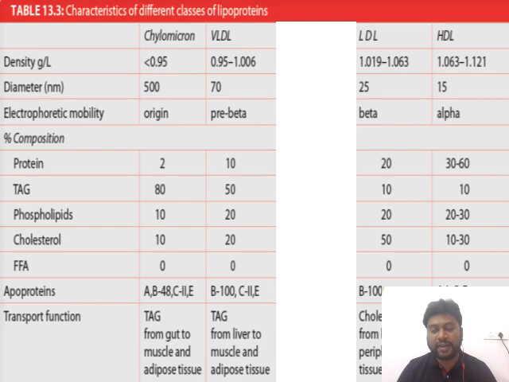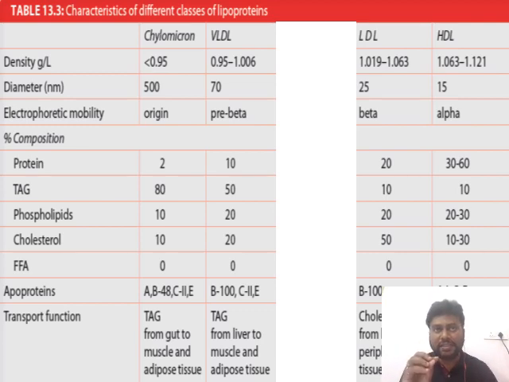Next, the fourth fact, the apoproteins present in various lipoproteins. Initially, I said that there are 4 different types of apolipoproteins: ApoA, B, C, and E. Among the lipoproteins, chylomicron is the one which will have all these 4 types: ApoA, B, C, and E. Next, coming to VLDL, they will have one less. The ApoA will be missing, so they will have only ApoB, ApoC, and ApoE.